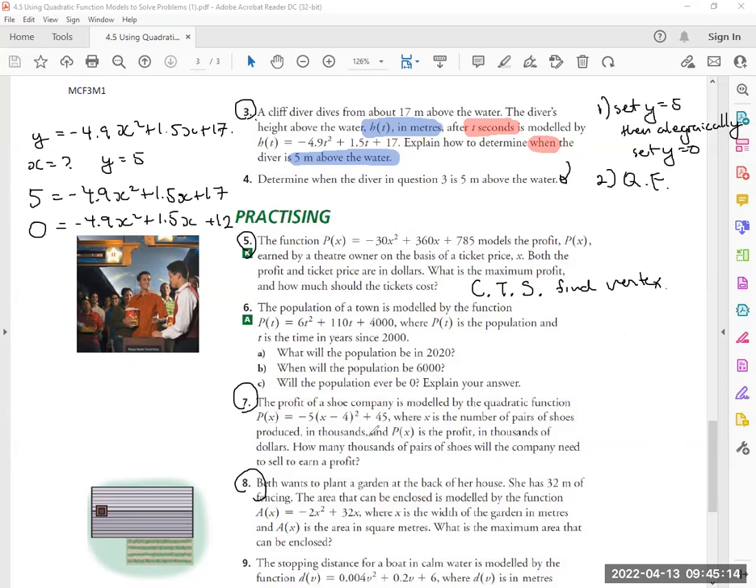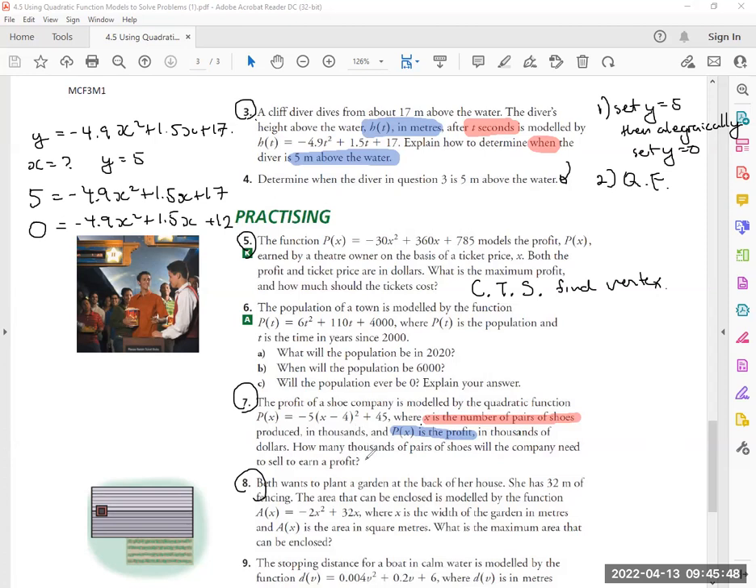Number 7. So it's a profit question, a shoe company. X is the number of pairs of shoes. They give you X, which is nice, so that's in red. It's produced in thousands, and P is profit in thousands. How many thousands of pairs of shoes will the company need to sell to earn a profit? By earning a profit, it means profit has to be more than 0.